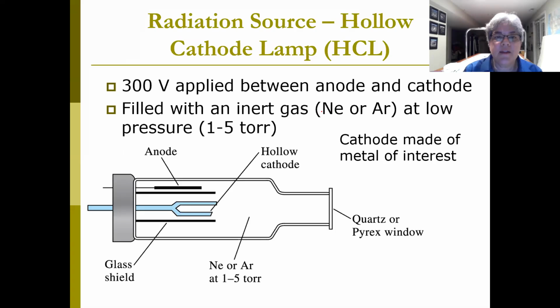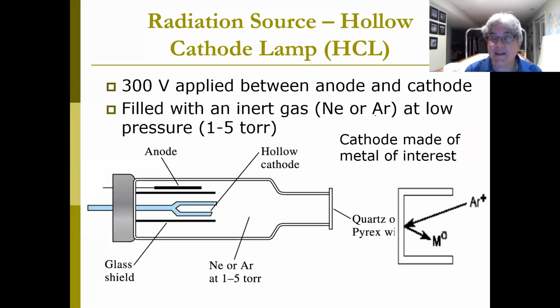Okay, so what we do then is apply a large voltage between the anode and the cathode. And what happens is some of this inert gas in here, like argon, gets ionized. And that argon then knocks into the cathode with some energy. And some of the metal atoms will then come off. Okay, this process is called sputtering.